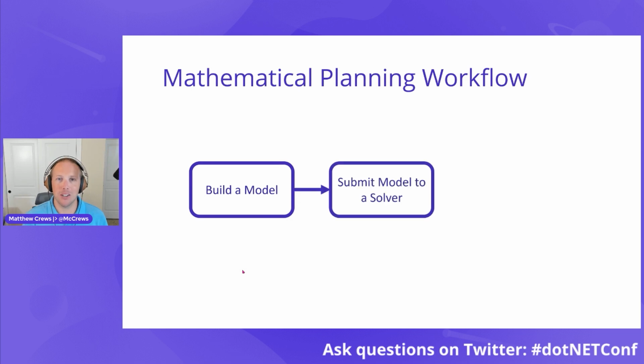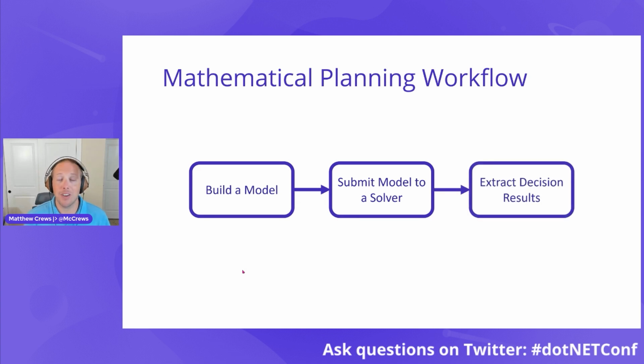We then send that model to a solver. And a solver is a piece of code that knows how to understand that model and search for the possible solutions. And because of the way we structure the problem, it's guaranteed to find the best possible answer. And finally, we get the result back, and it tells us what values we should use for the decisions. This is how much money you should invest. This is how many people you should put on the project.